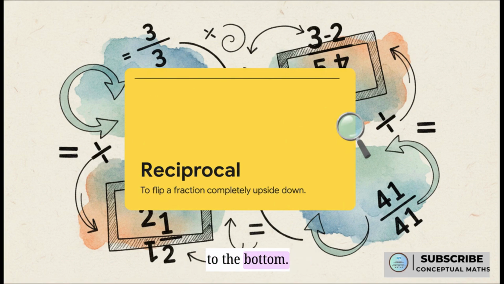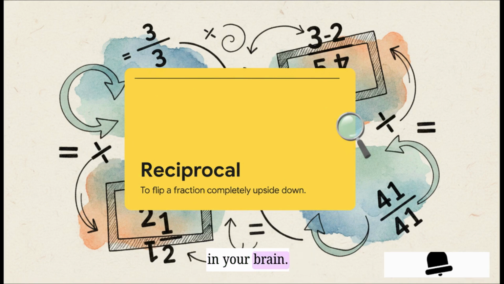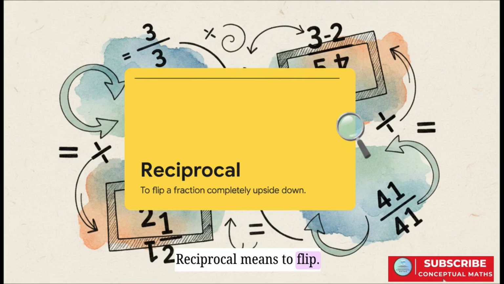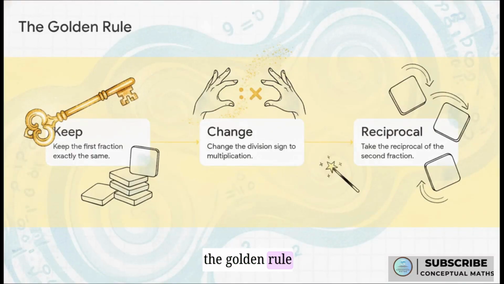The top number goes to the bottom, and the bottom goes to the top. That's it. Keep that word locked in your brain. Reciprocal means to flip. All right, here it is, the golden rule for dividing any fraction by another fraction.